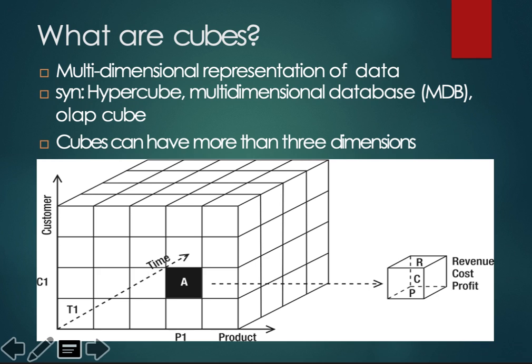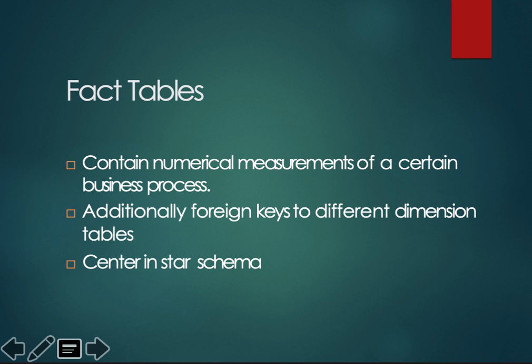Some facts about the fact table. It contains numerical measurements of a certain business process, for example $12 in sales at the New York store on December 1st, 2008. Additionally, it has foreign keys to the dimension tables, for example store and salesperson information. And it's the center of a star schema.